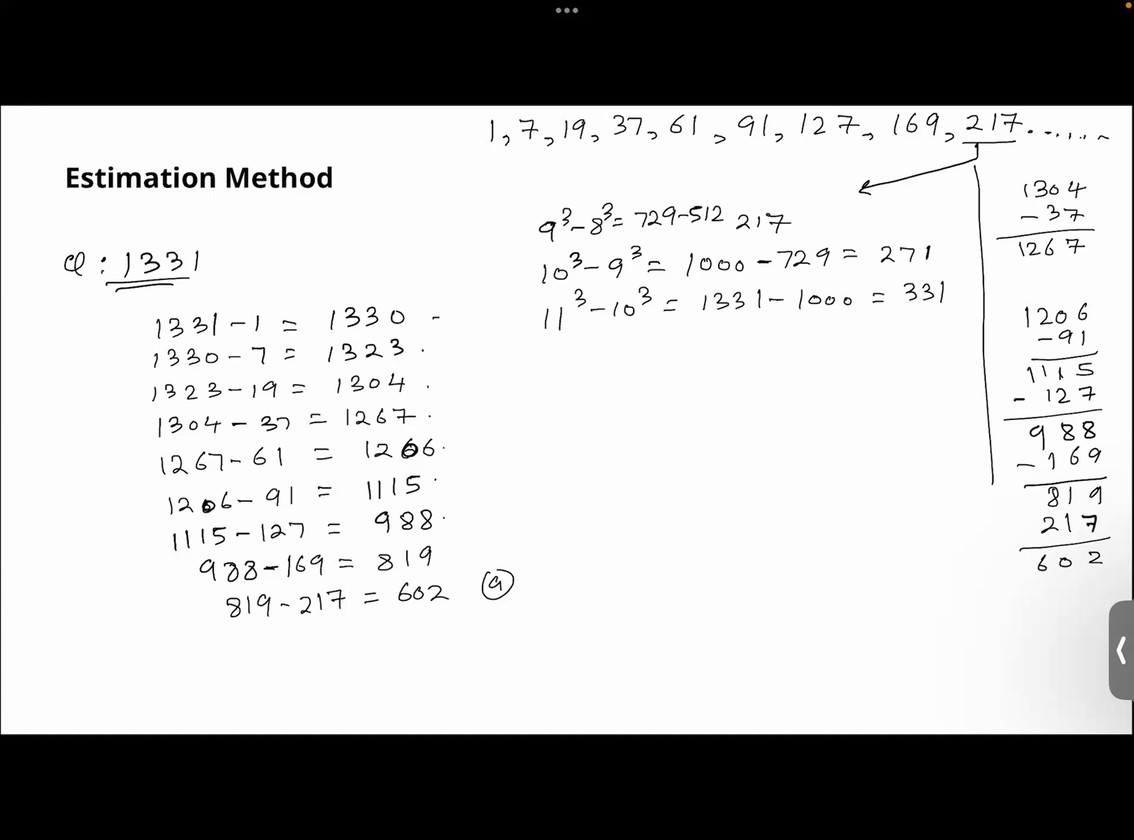So we are having two more numbers here. So 602 minus 271. That gives me how much? Farhan? 331. Good.